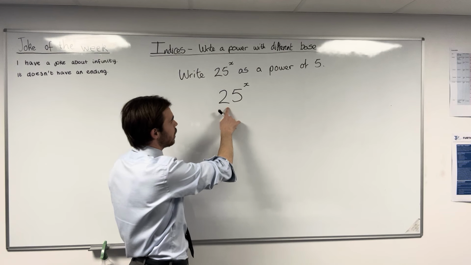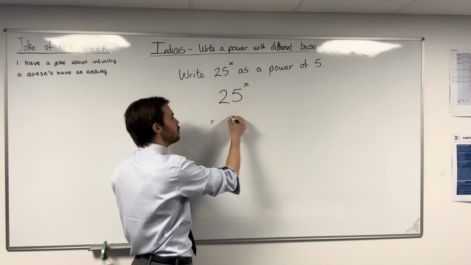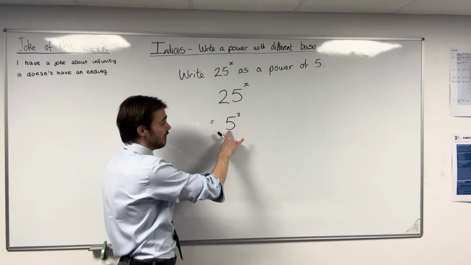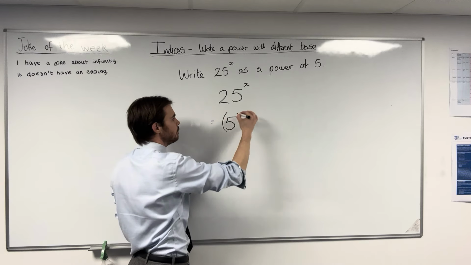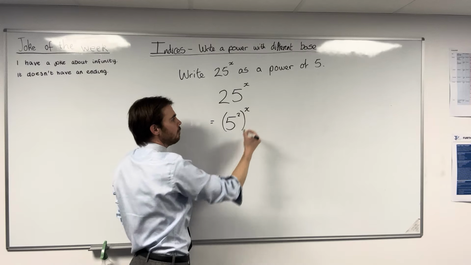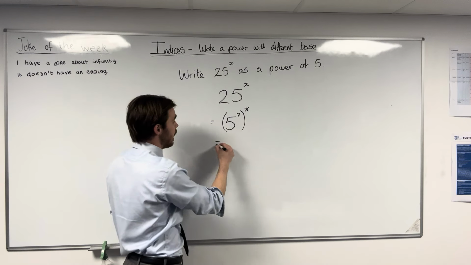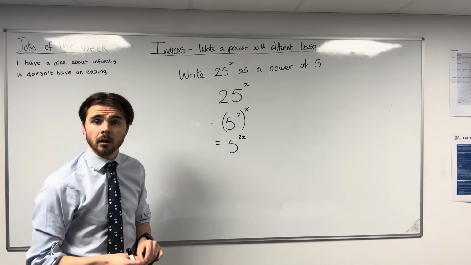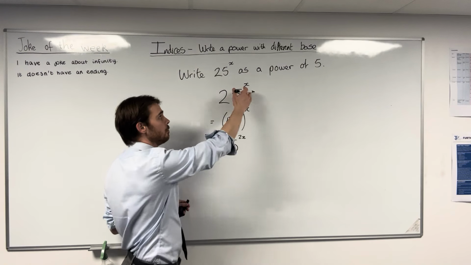So I'm going to take the 25 and I'm going to change that. So that is going to become 5 squared, because 5 squared is 25. That's the thing I want. I want a power of 5, but I can't forget that all of it is to the power of x. So now we use the bracket rule that we've seen, and we times those powers together. So we get 5 to the power of 2x. Okay, that's it. I have 5 to the power of something, and that's what this means.